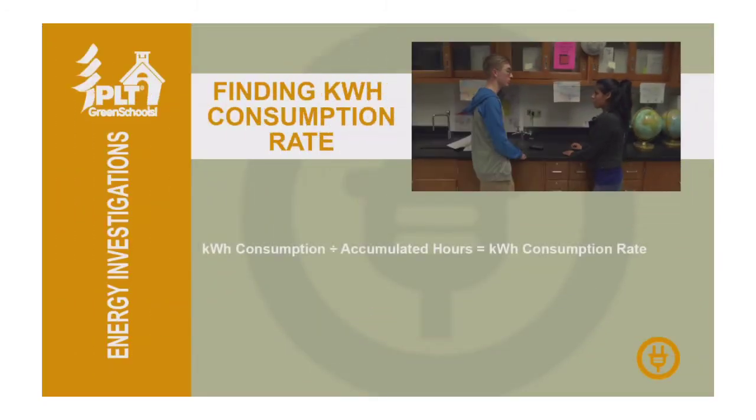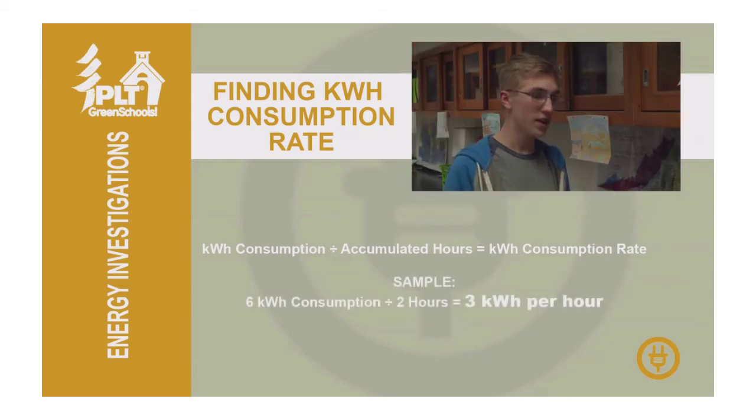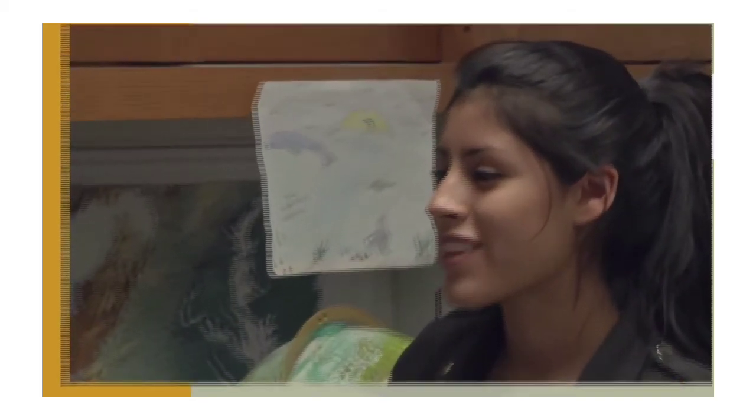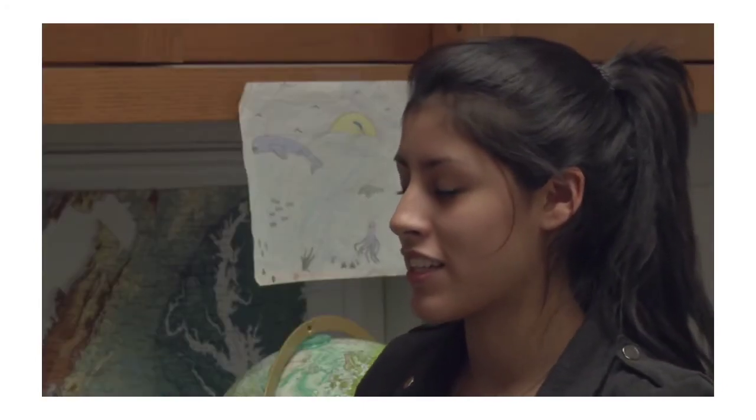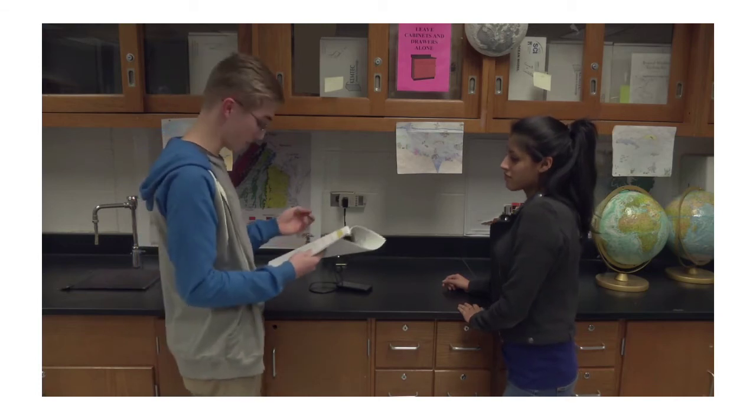Because if you divide the kWh consumption of a device by the number of hours it's been plugged in, you get the rate of the device's consumption. Makes sense. Just divide the first number by the second number, and you can see how quickly my phone drains energy. Exactly. Cool, man, that's really useful. Yeah, so we should probably write our readings down. Yep. There's room for them right here in the energy investigation packet.